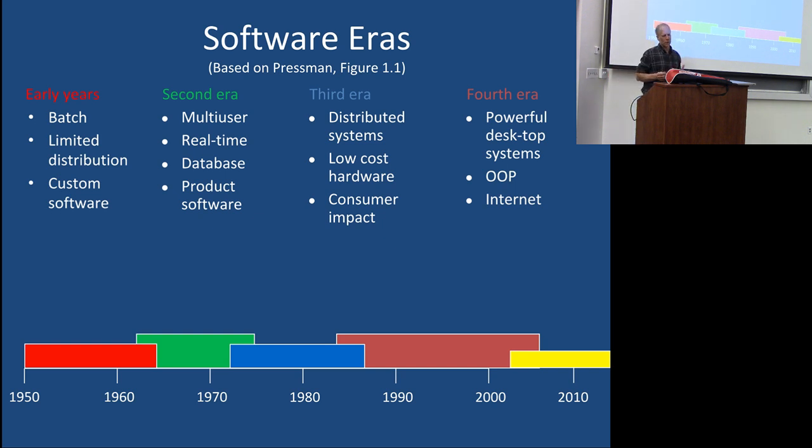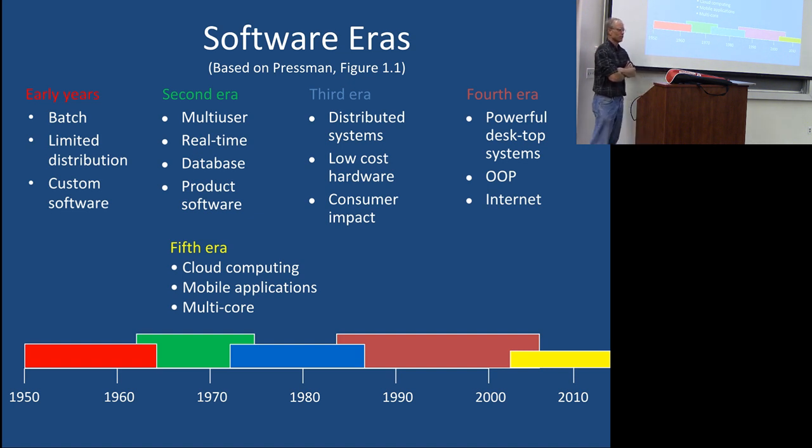Okay, so I use these slides. I've taught this class for a long time, and I finally realized I needed to add this yellow box. So that's today. What's different about today? Phones. Cloud computing, mobile computing. Multi-core processors.